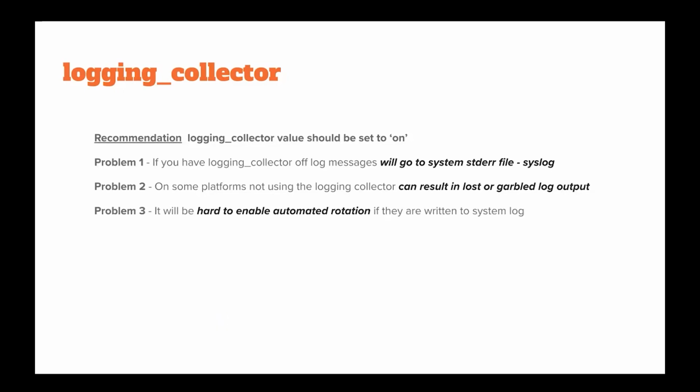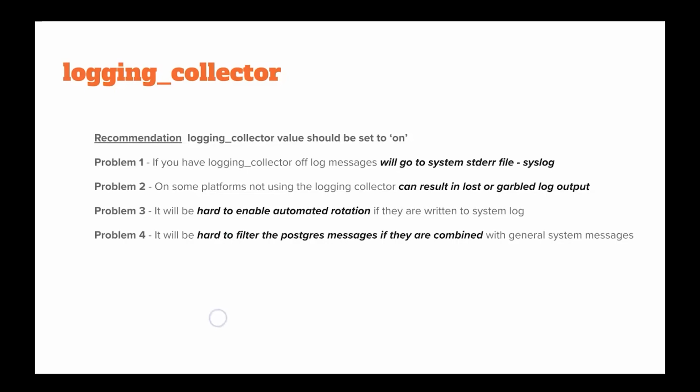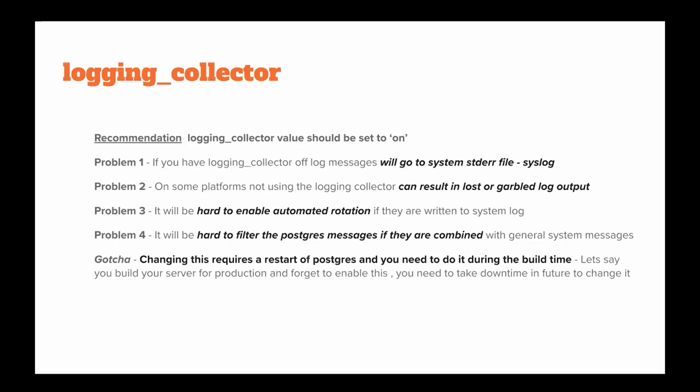And then it will be hard to enable automated rotation if they are written to the system log. It will be hard to filter the Postgres messages if they are combined with general system messages. Let's say you have a lot of system messages in your syslog, and the Postgres messages are included too. It will be hard to filter out as needed. Also, changing this requires a restart of Postgres. So when you build a server and deploy into production, make sure that you enable this beforehand.